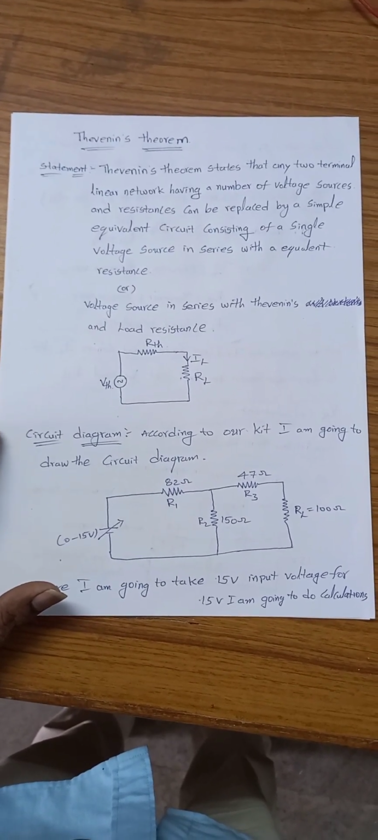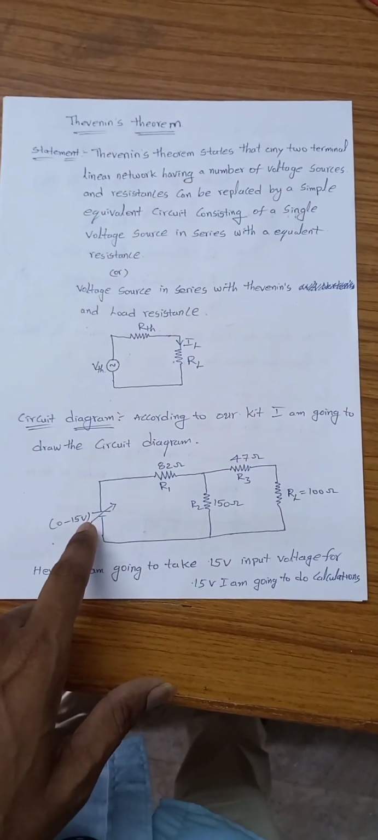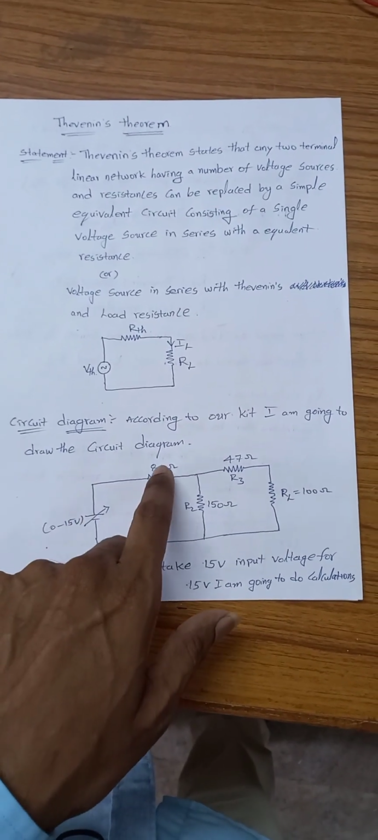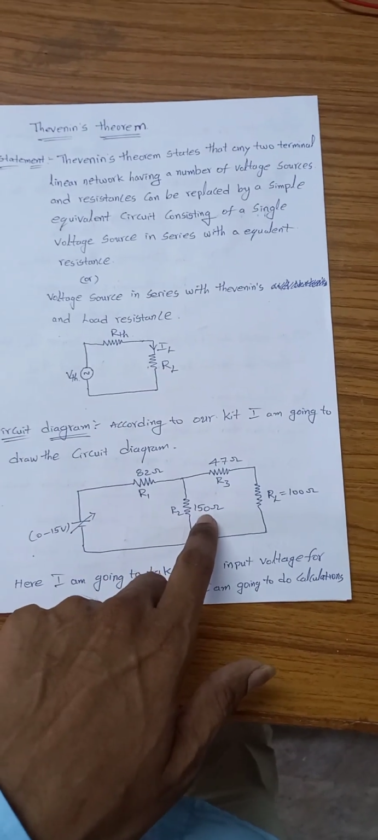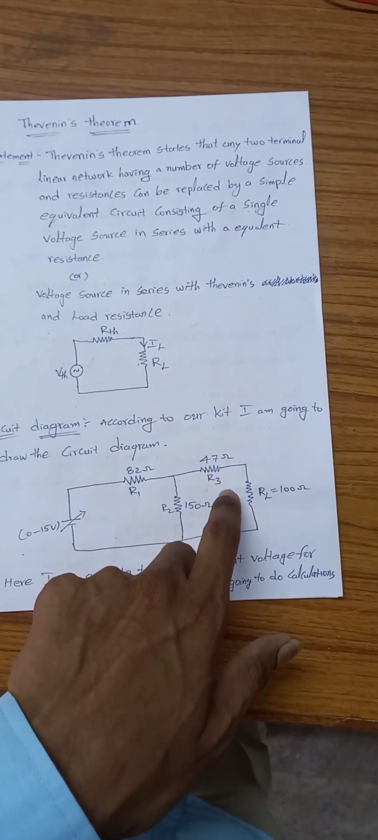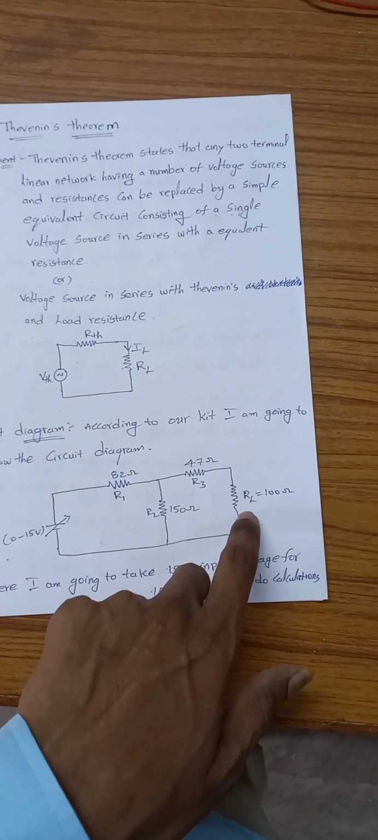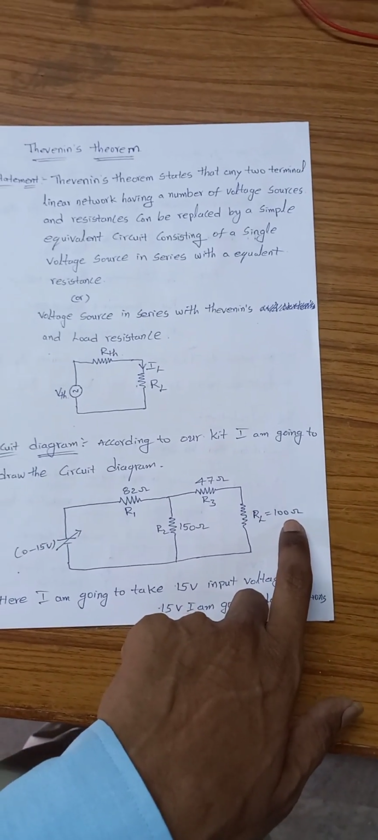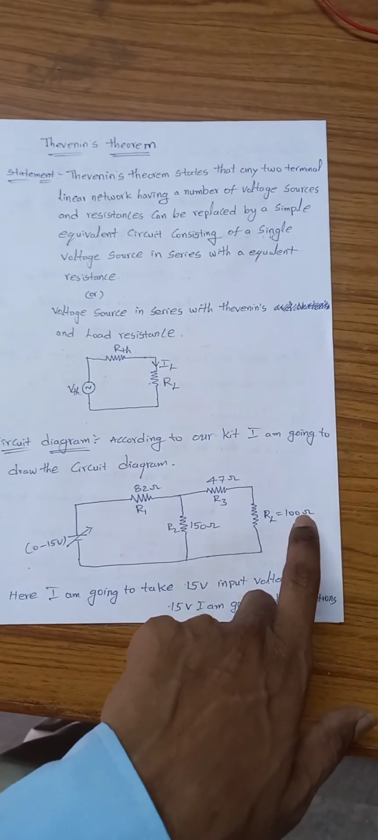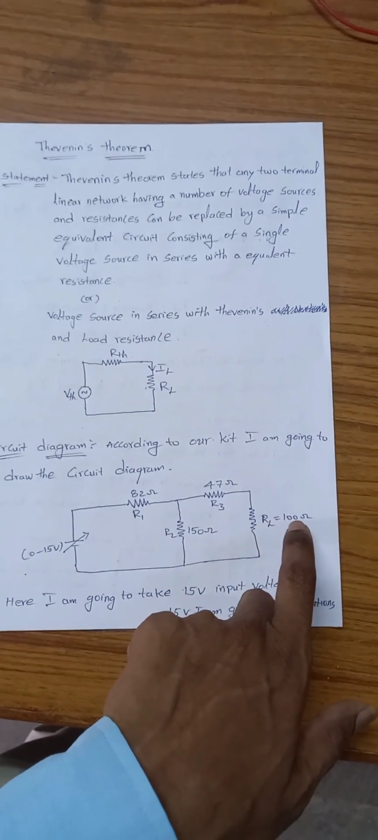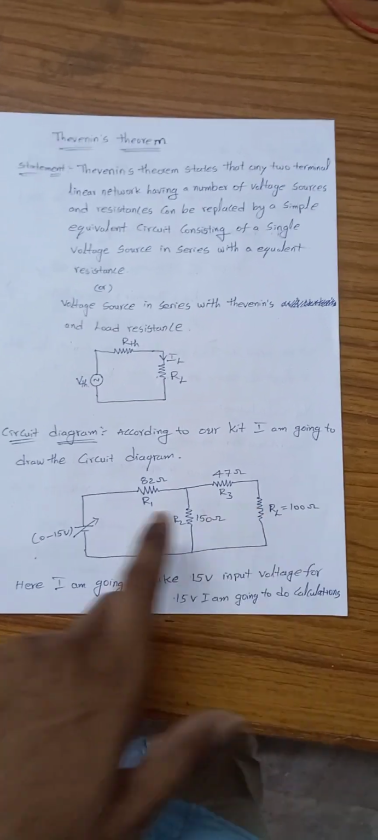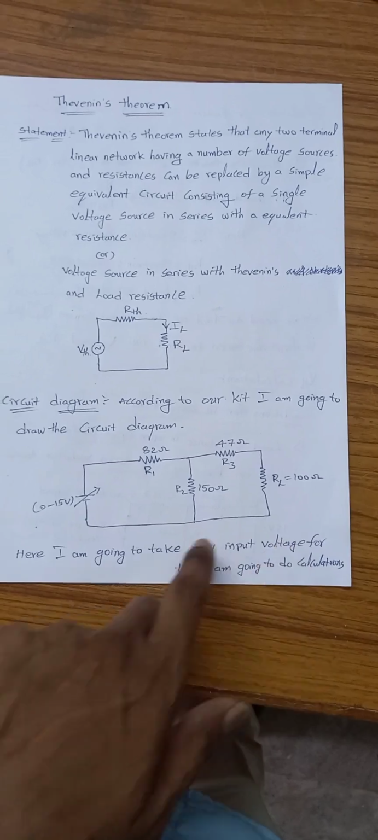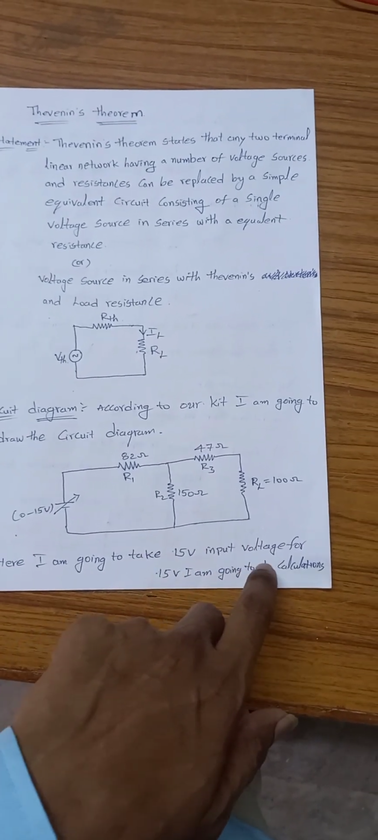Related to that kit we have the circuit diagram here. Power supply we are going to take 0 to 15 volts, R1 resistance 82 ohms, R2 resistance 150 ohms, and R3 resistance 47 ohms. Here we are going to take a load resistance of 100 ohms. We have different types of resistances in that kit, but we are going to take load resistance only 100 ohms. Here I am going to take 15 volts input voltage. For this 15 volts only I am going to do the calculation part.